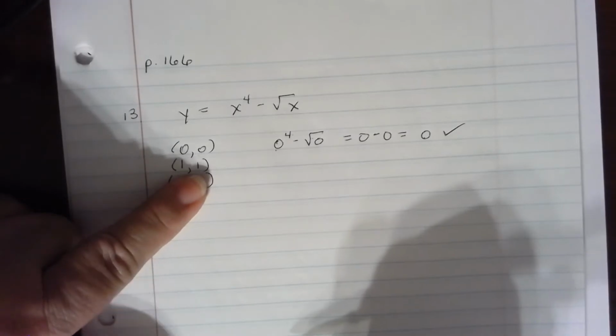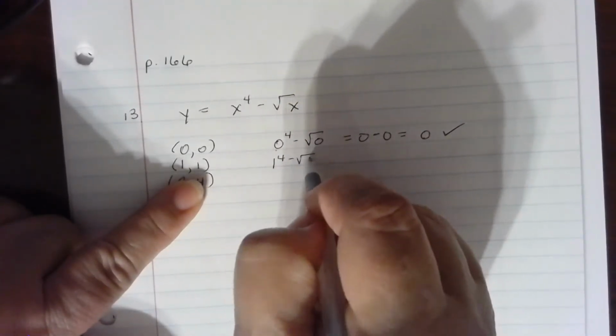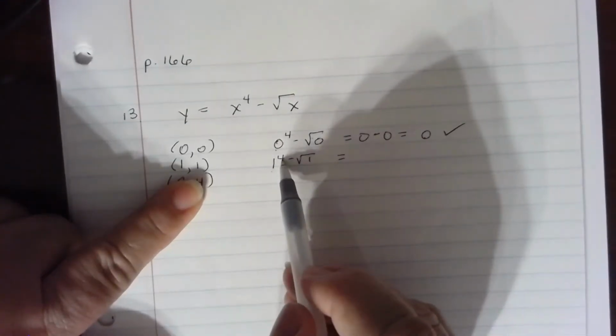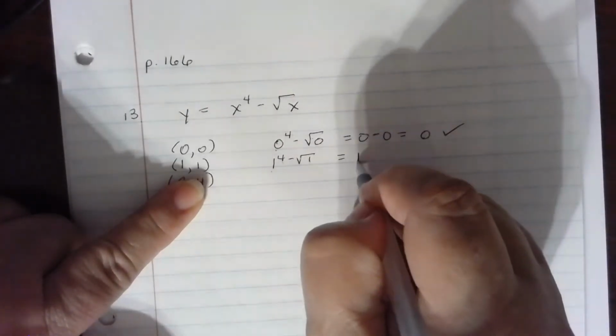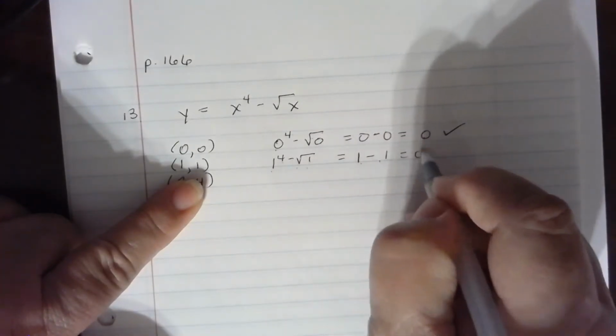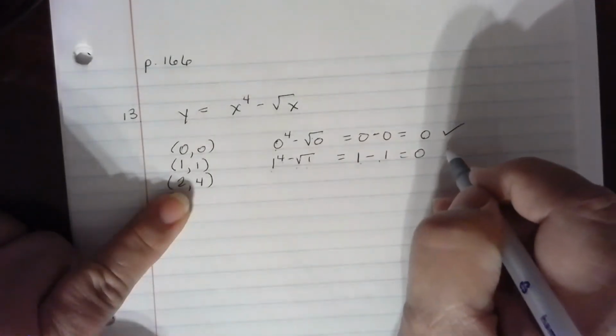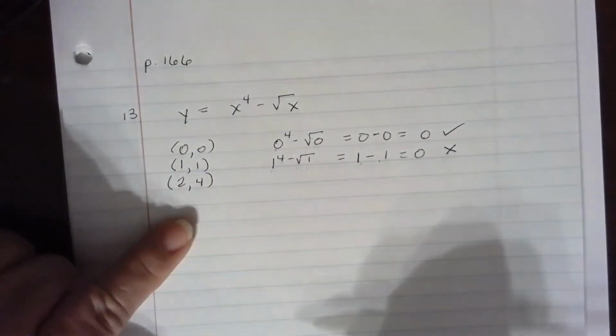Alright, so let's do this one. 1 to the 4th minus the square root of 1. Well, 1 to the 4th power is 1, and the square root of 1 is 1, and 1 minus 1 is 0. Well, that's not what this y value says. So for this one, it would not be a point.